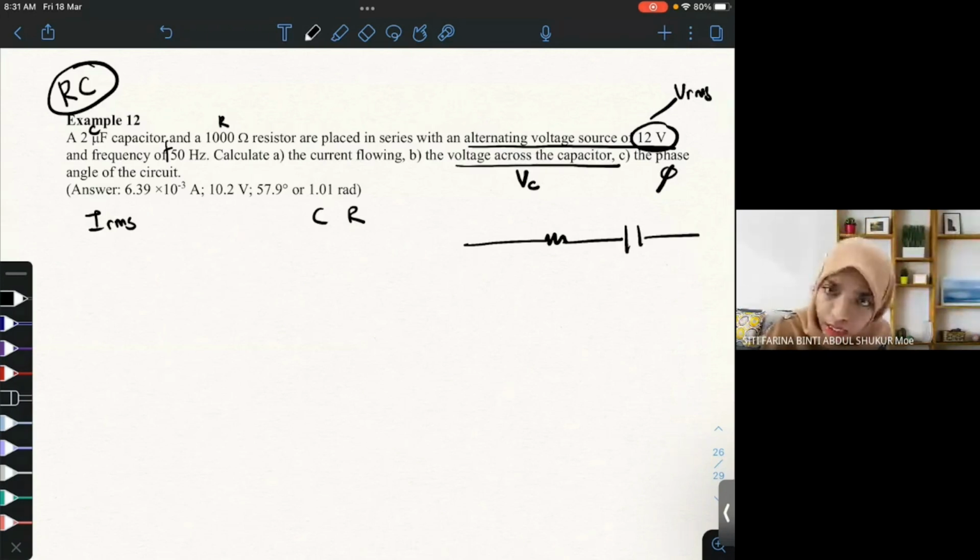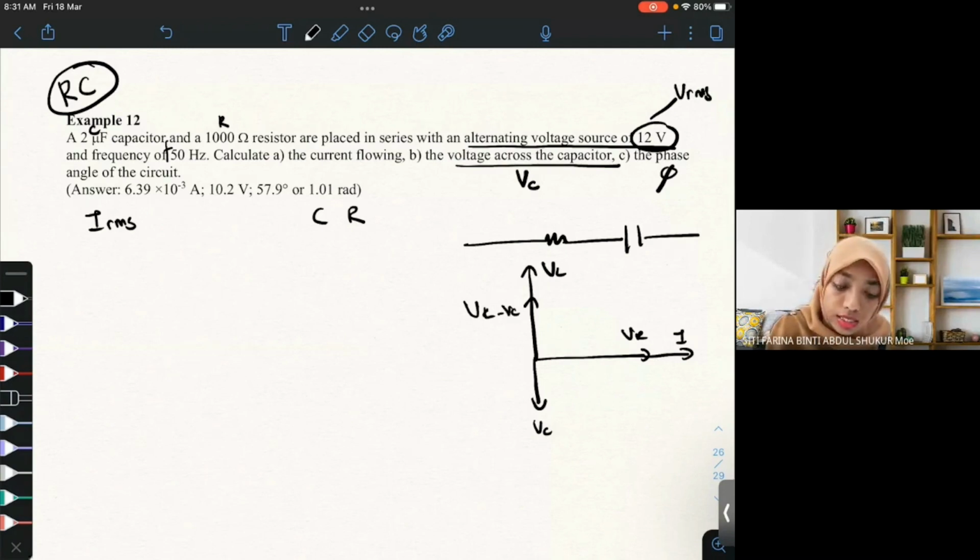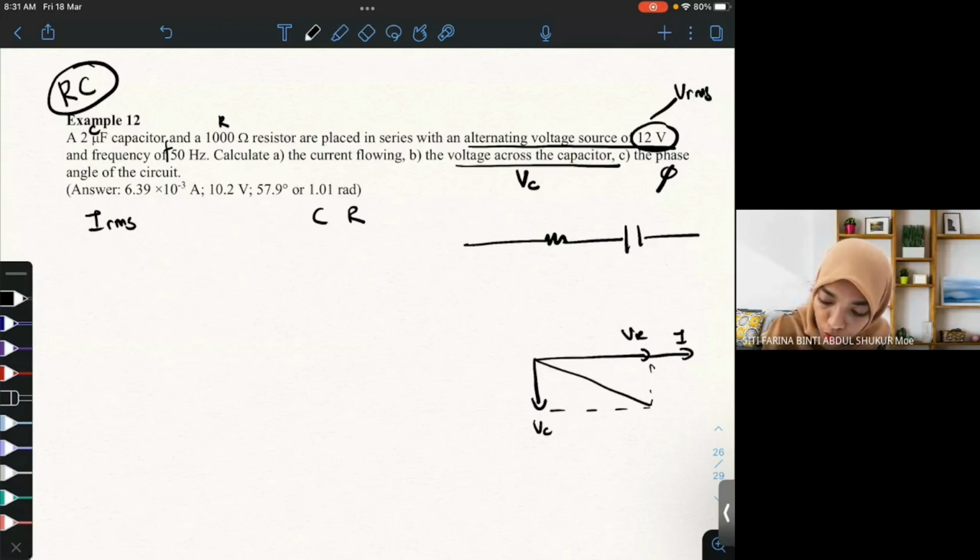Kalau ada R dan capacitor in the circuit, kita punya phasor diagram yang kita hafal adalah begini rupa. VC, VL minus VC. Since adalah RC sahaja, you can eliminate the term of VL. So this is what we have. So V-net kita iaitu VRMS yang 12 tu akan duduk dekat sini. Because you only have VR and VC. So this is your V 12 volt tadi tu. And your theta 6 here.